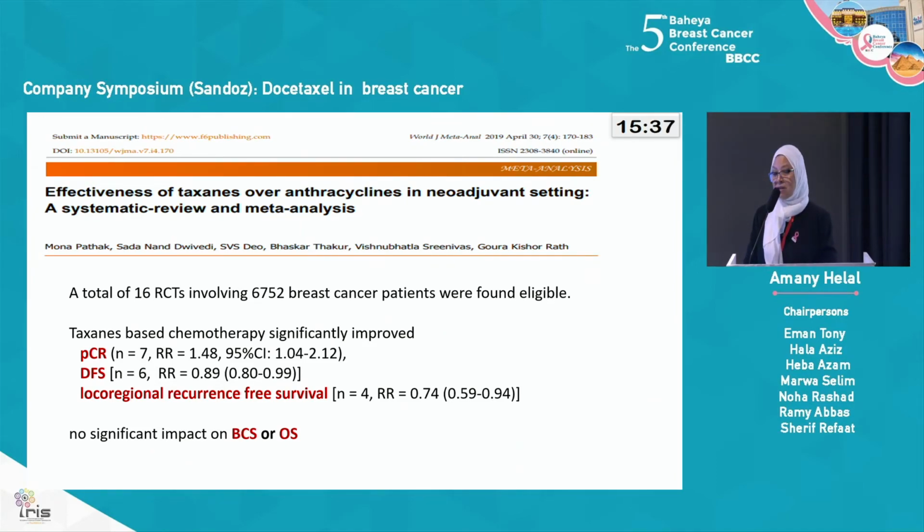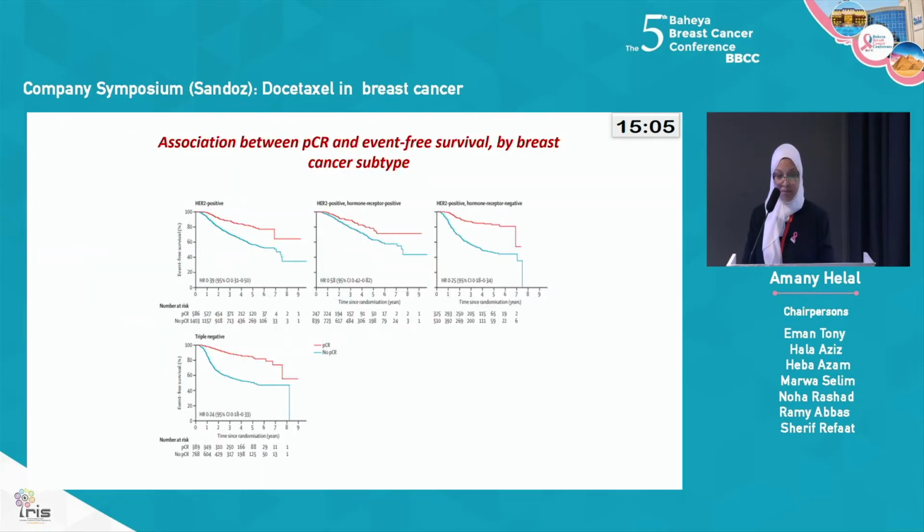more than 6,700 patients, showed improvement in the pathological complete response, improvement in the disease-free survival, and significant improvement in the local regional recurrence-free survival. However, the addition of taxane to the anthracycline showed no significant impact on the rate of breast conservative surgery or the overall survival. So adding taxane, whether paclitaxel or docetaxel, to the anthracycline improved the pathological CR, what we are all searching for when we are giving the patient a neoadjuvant treatment.